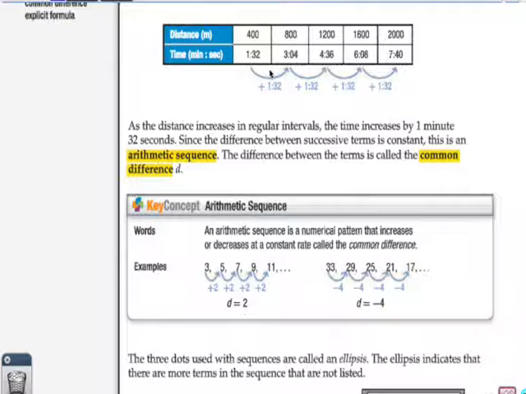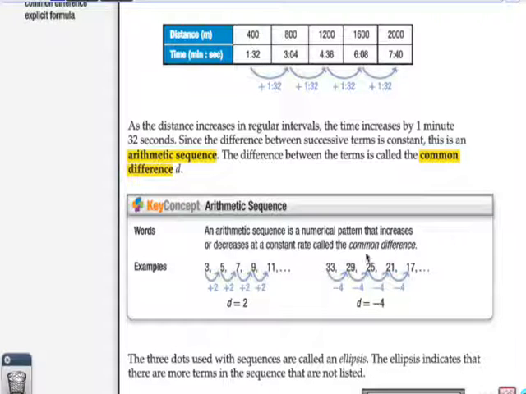So we notice as the distance increases in regular intervals, the time increases by 1 minute and 32 seconds. Since the difference between successive terms is constant, this is called an arithmetic sequence. Constant, so we're looking at like the slope is constant, so it's a line. The difference between the terms is called the common difference, or d.